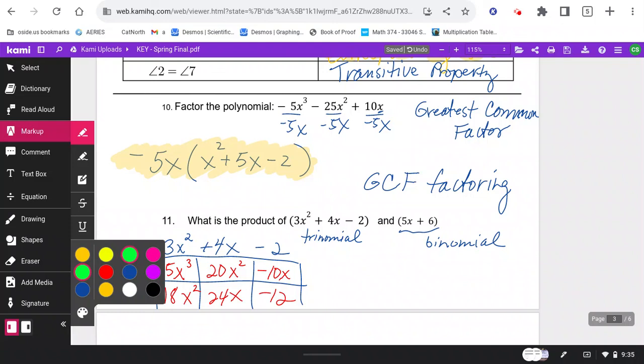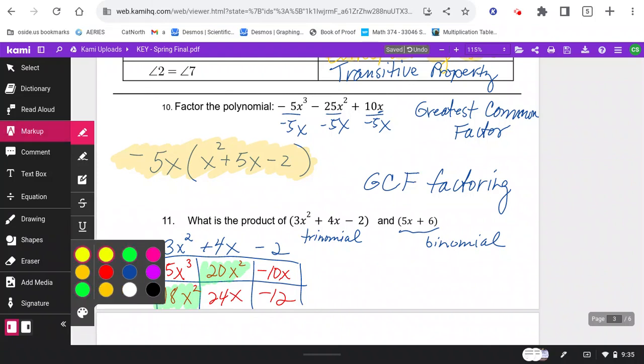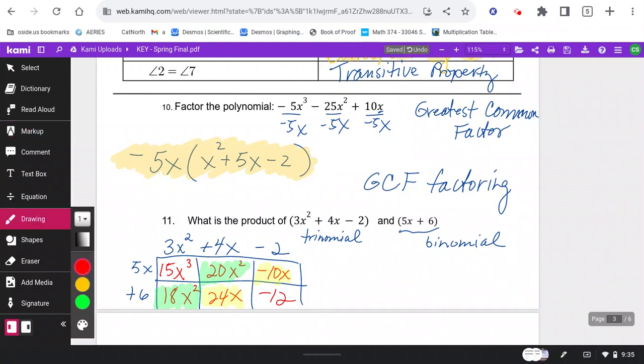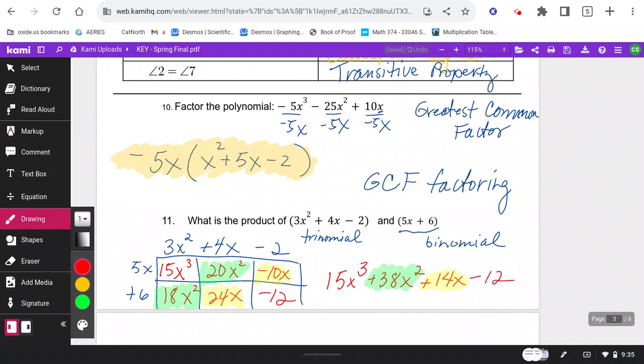Now you go down these diagonals and see if there's anything that can be combined as far as a like term. The x squareds can go with the x squareds, the x's can go with the x's, but everything else will just be by itself. So 15x to the third plus 38x squared plus 14x minus 12. This 38x squared came from adding 18 plus 20 x squareds, and this 14 came from 24 minus 10. Does that make sense?